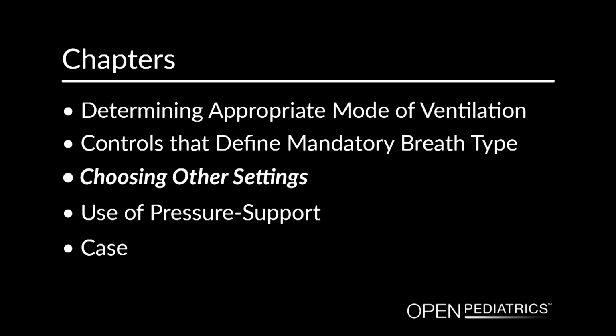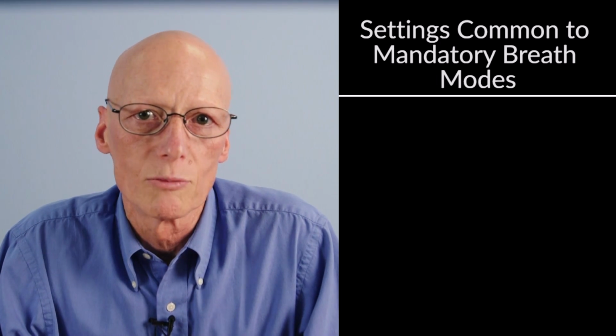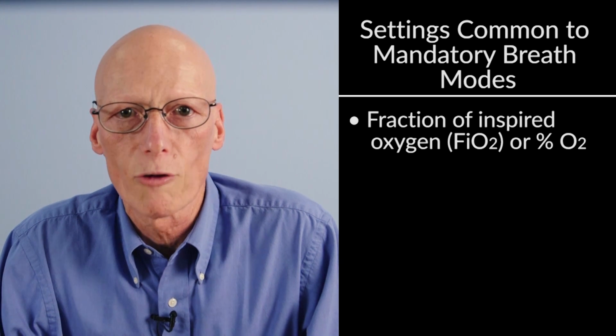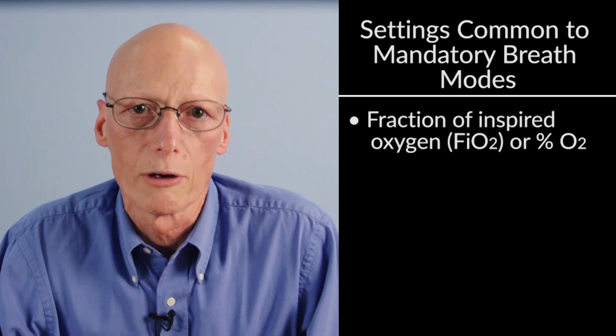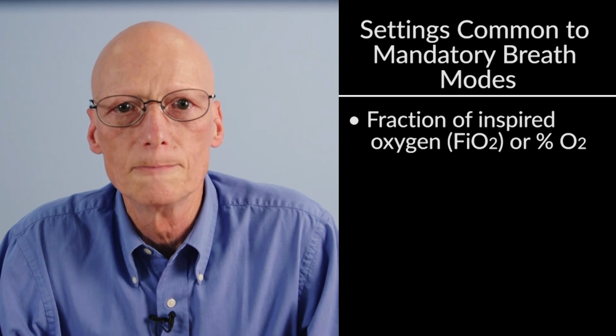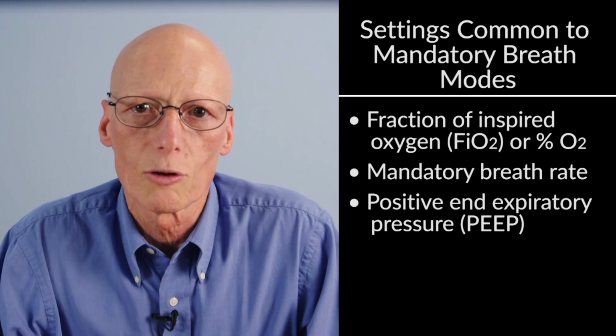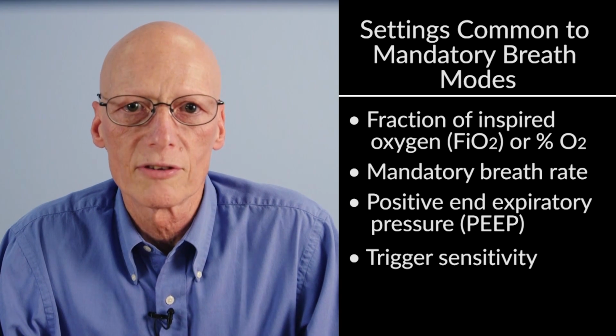Choosing other settings. So we've outlined how to choose a ventilator mode, and how to set settings around the mandatory breath rate that you've chosen to use. Let's now discuss the settings that are going to be common to all modes of ventilation with mandatory breaths. That is, the fraction of inspired oxygen concentration, or FiO2, or on some ventilators, it's set as a percent O2, the mandatory breath rate, positive end expiratory pressure, or PEEP, and the trigger sensitivity.